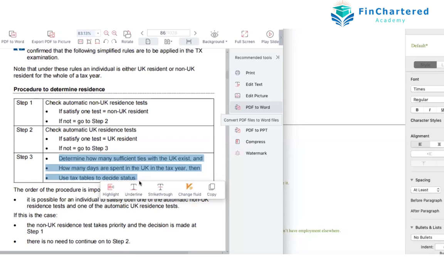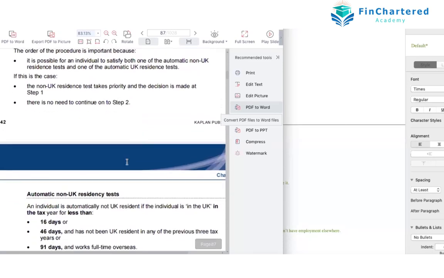Black is this side, white is that side. When you are in between, you are in the gray area. So for these people, step 3 is needed, the third step, where we look at further things. Oh, do they have a close family member in the UK? Those kind of things we will check.